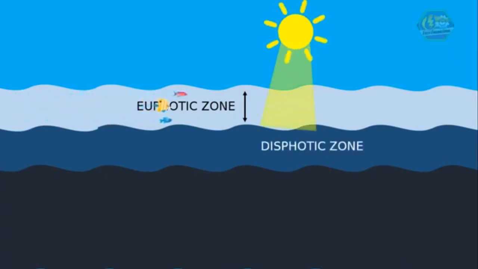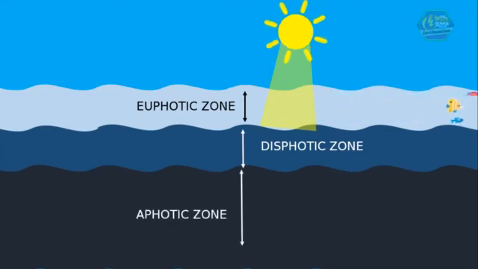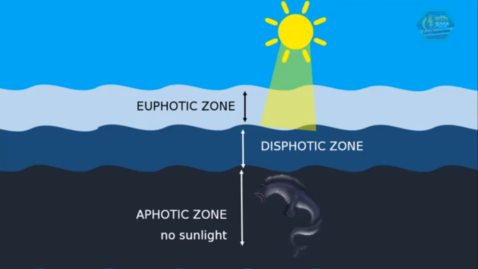Second is the dysphotic zone or the twilight zone. This zone gets some sunlight but not enough for plants to survive. And the third zone is the aphotic zone where there is no sunlight at all. The darkest side of the ocean where unknown creatures could be lurking.